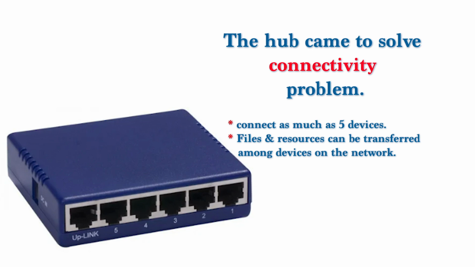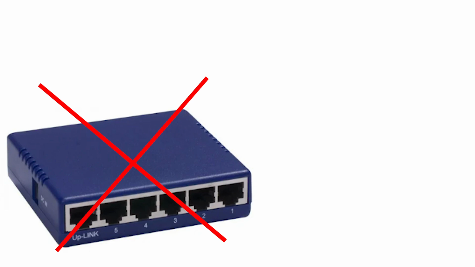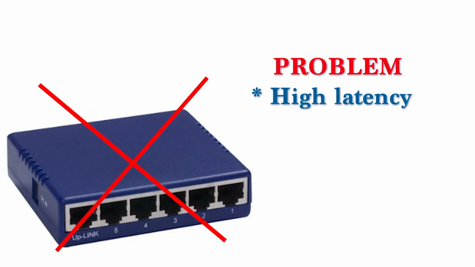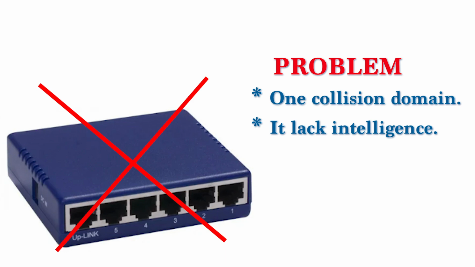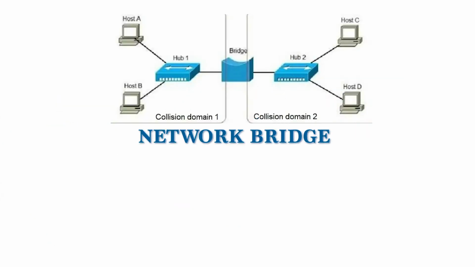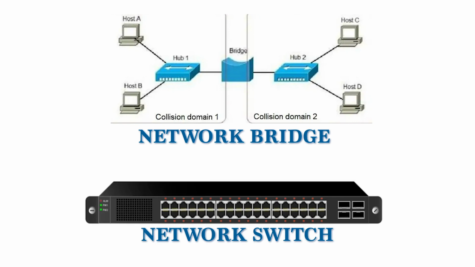As time progresses, an issue was noticed with every network that was deployed with a hub. They have high latency. What that means is when files are sent from devices to other devices, it takes longer time. The issue with the hub is it is just one collision domain. With this issue, with the hub lacking intelligence, it led to the creation of a network bridge and a network switch. The bridge and the switch solve the problem of the hub. They provide interfaces for two or more devices to be connected, and also they have network intelligence.